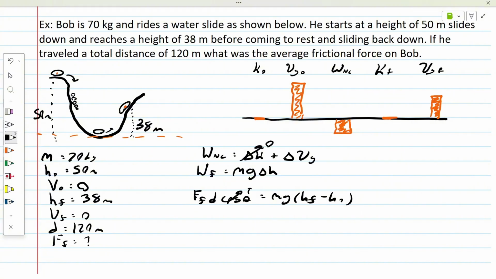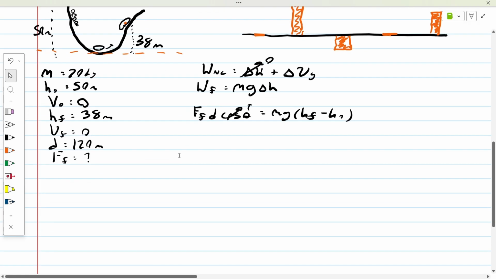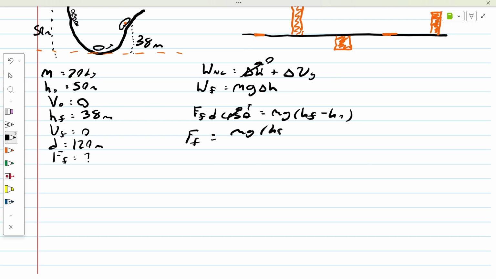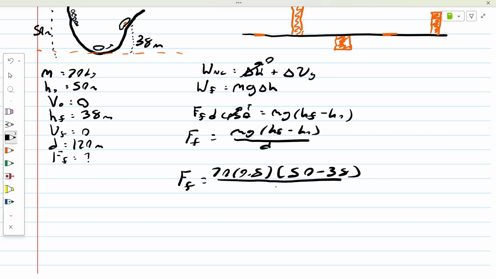And so now we can rearrange this equation and solve for the average frictional force. If we set this up and divide by the distance, we can get the frictional force. Now we can just plug in the numbers that were given and solve for the frictional force. So these are the change in heights over the distance, which is 120. And so this frictional force that was applied on average is 68.6 newtons.